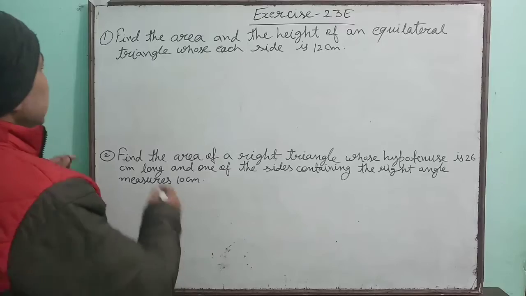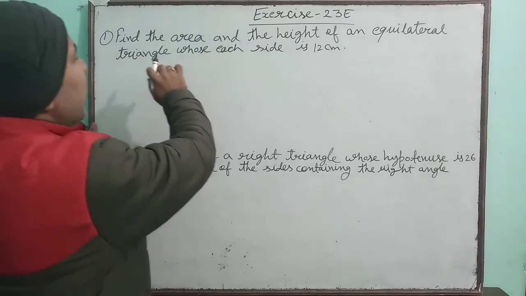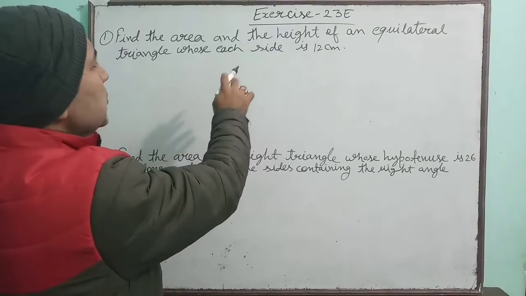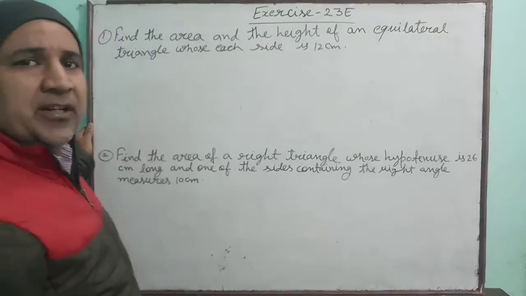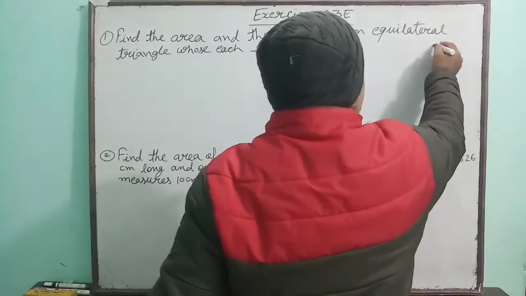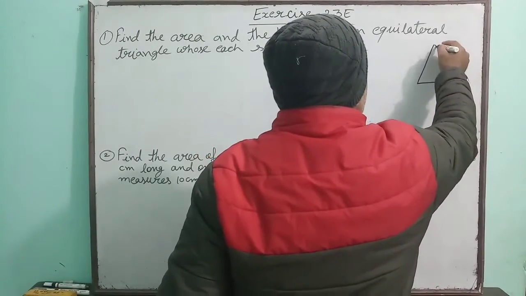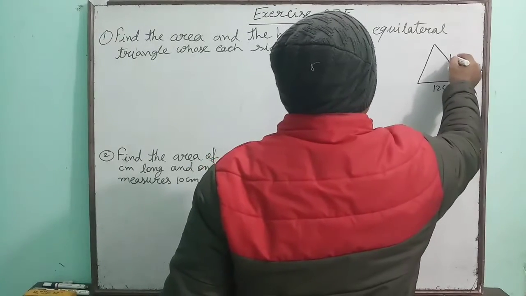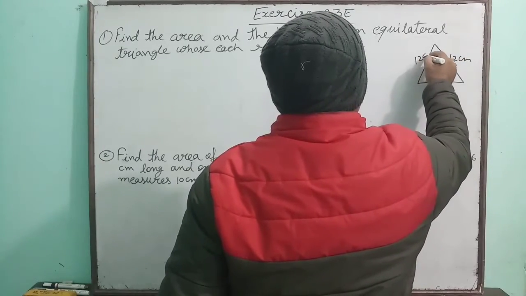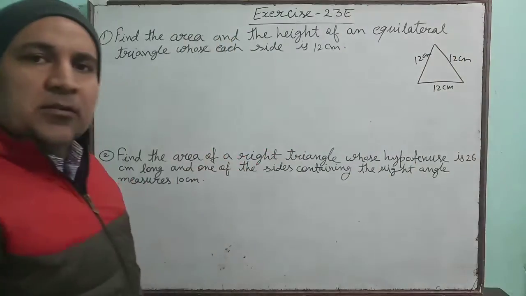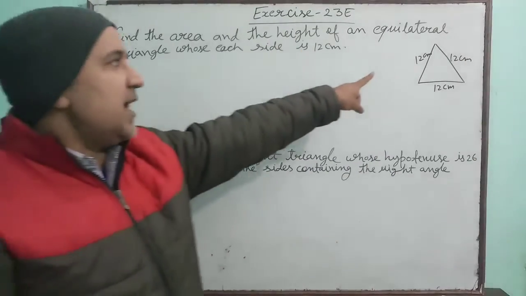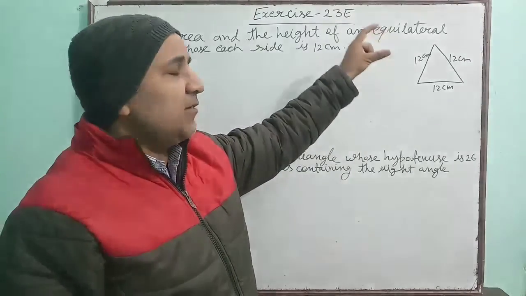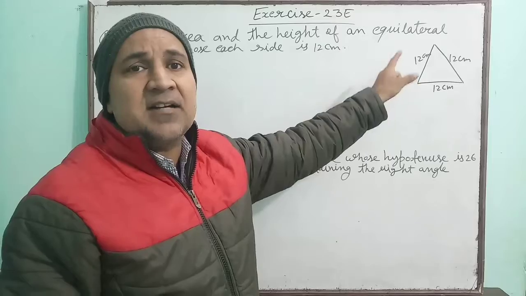So see here, the first question of the day is: find the area and the height of an equilateral triangle whose each side is 12 centimeter. See children, an equilateral triangle means a triangle in which all the sides are equal. This is an equilateral triangle. Equilateral triangle means a triangle having all the sides equal.